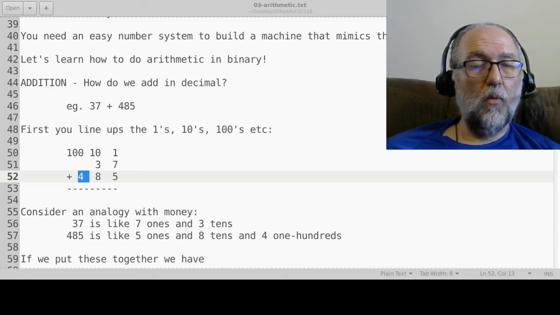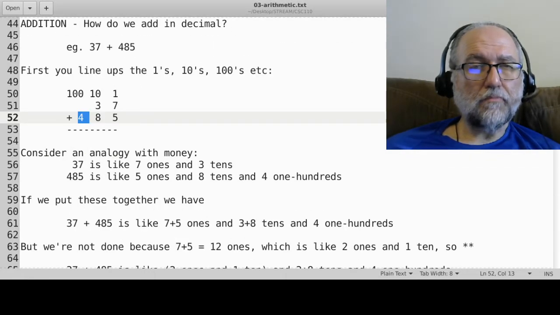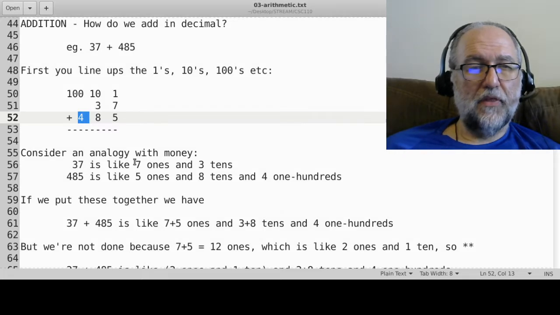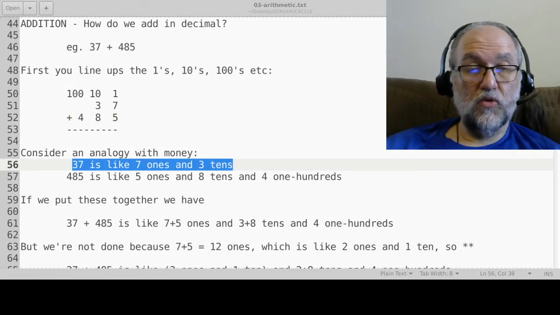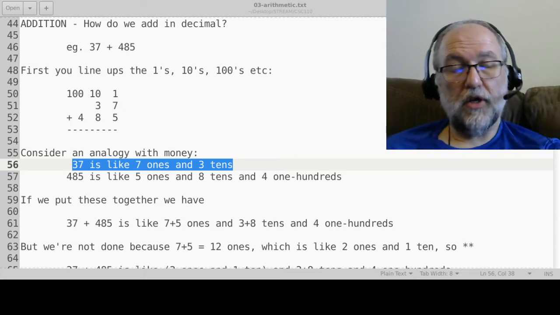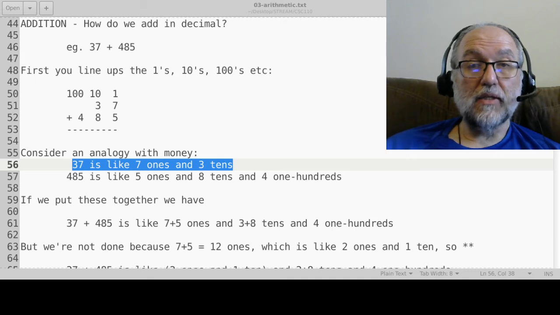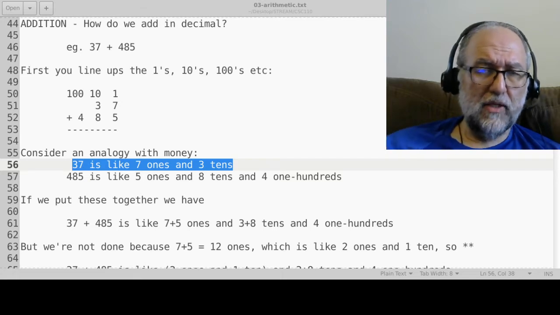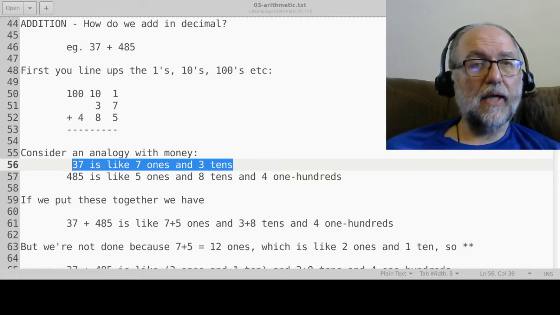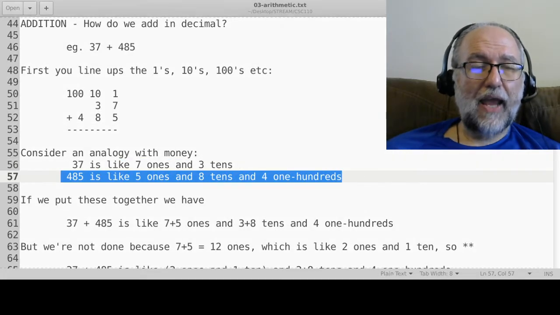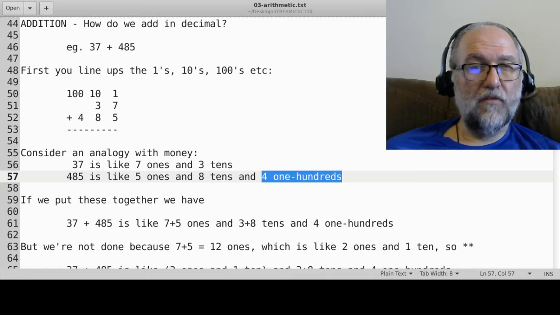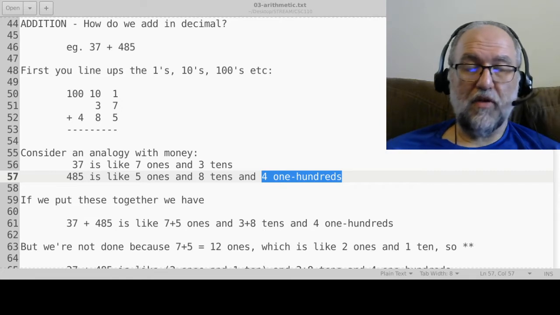Now what? You can imagine working with money. The way you could understand this is that 37, if you were representing this in terms of $1 bills, $10 bills, $100 bills, and so on, is like 7 ones and 3 tens. If I had to give you $37, you would give out 7 ones and then 3 tens, and you'd be done. Similarly, if I had to give you $485, I would give you 5 ones, but we're not done yet. Then I would give you 8 tens, and we're not done yet. And then I would give you 4 $100 bills, and now we're done. I've given you 485.